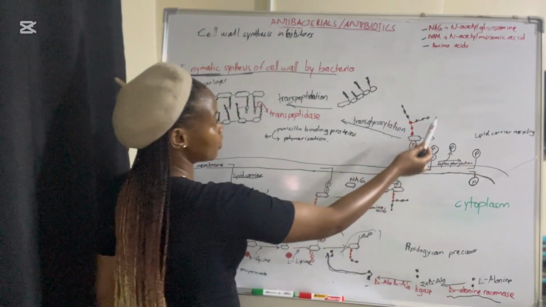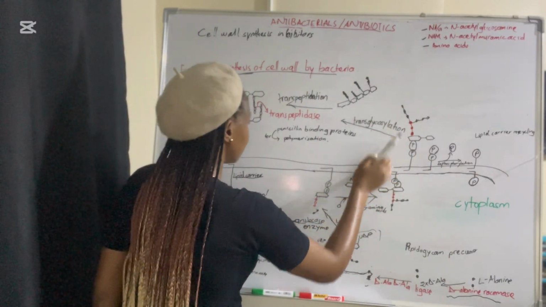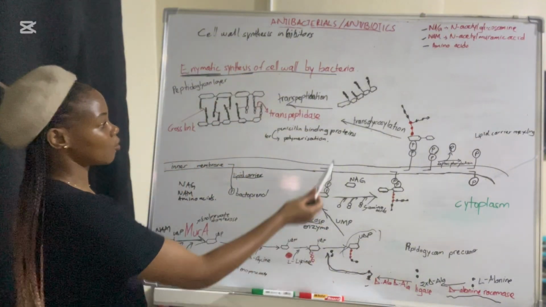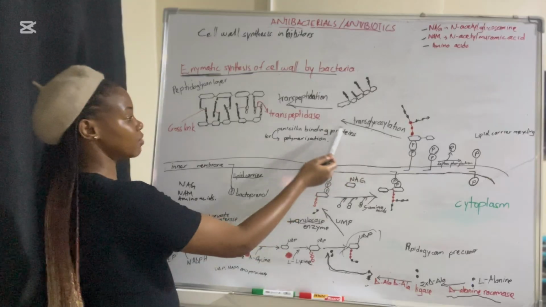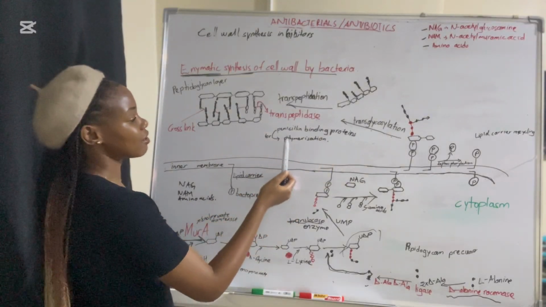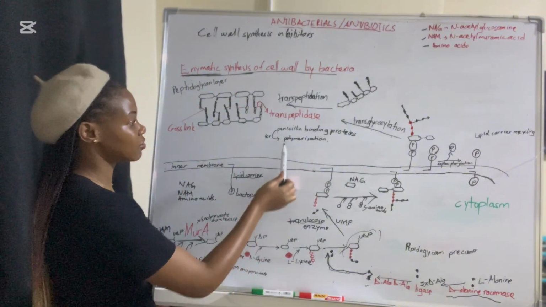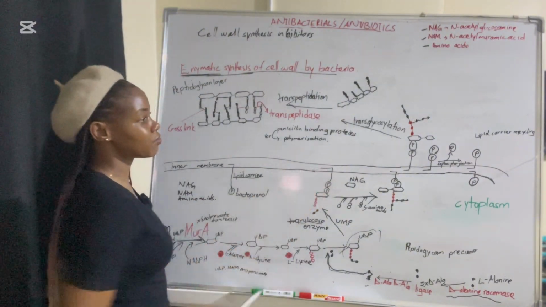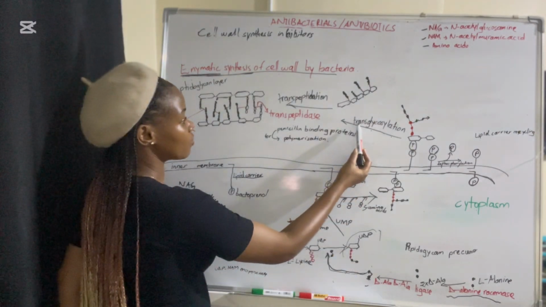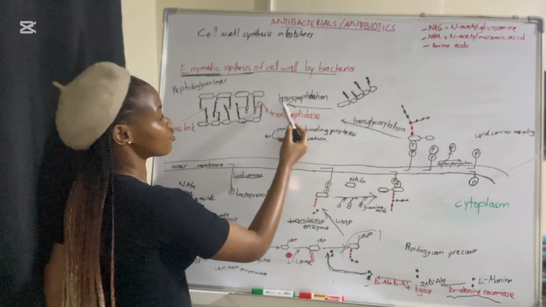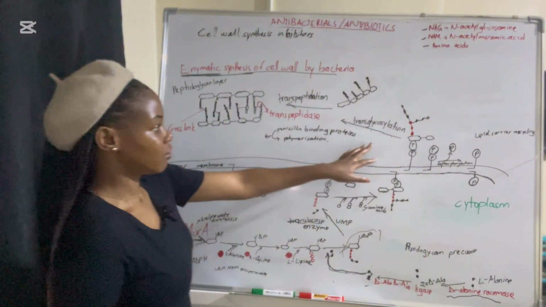So this peptidoglycan precursor that has been taken to the outside of the membrane, in the presence of penicillin binding proteins, these penicillin binding proteins aid in the final stage of peptidoglycan synthesis, which is polymerization. And this polymerization consists of two processes: transglycosylation and transpeptidation. What happens in transglycosylation?